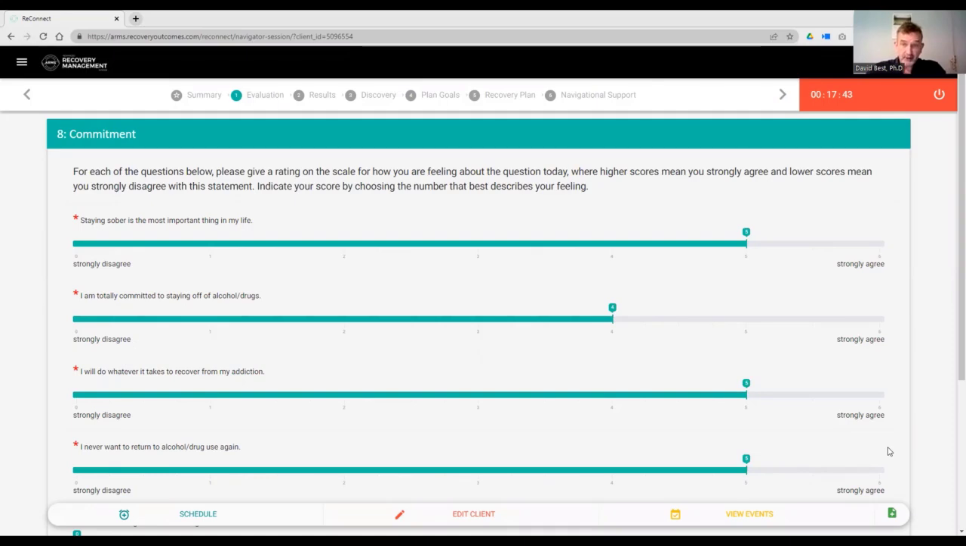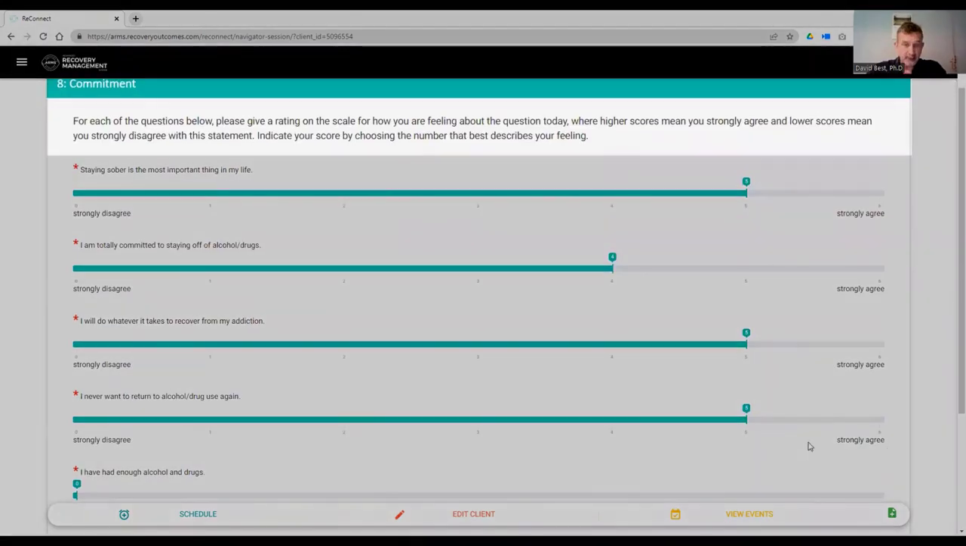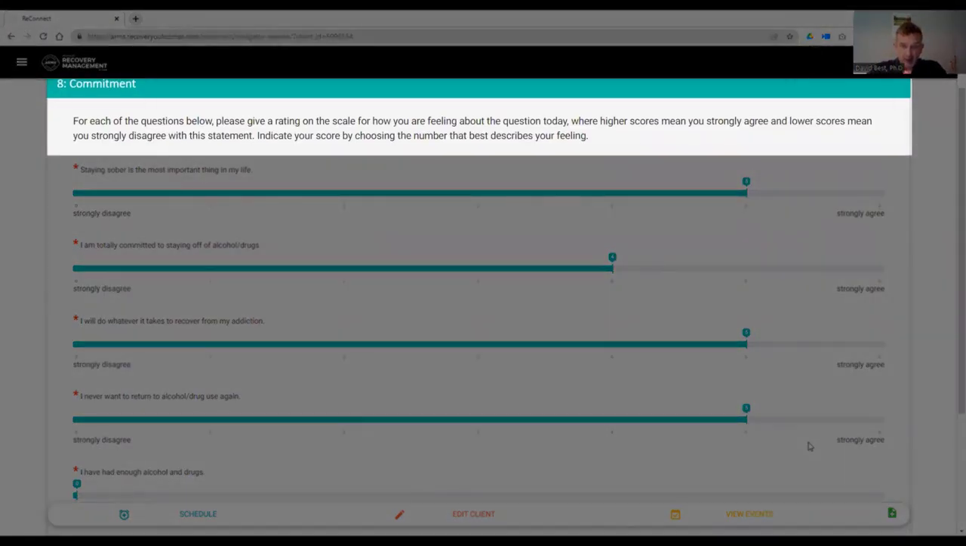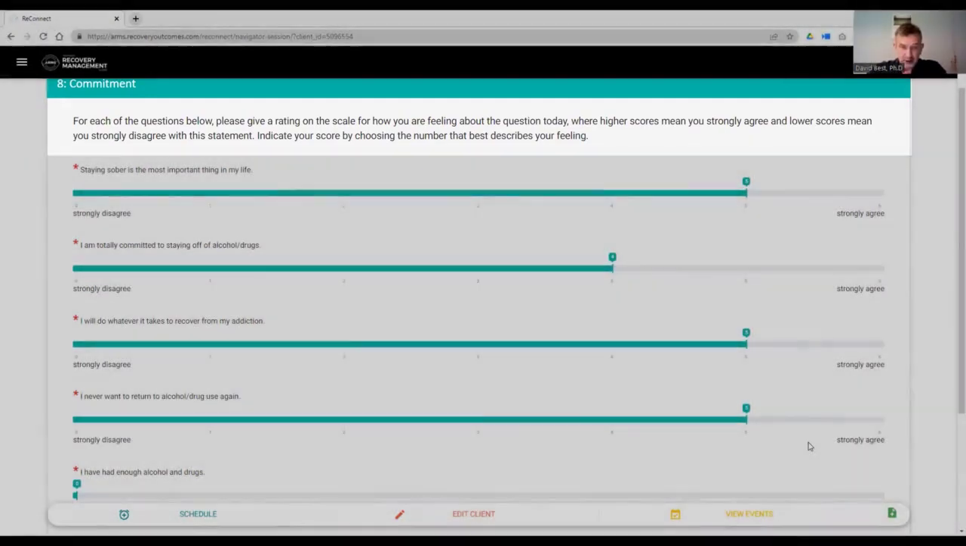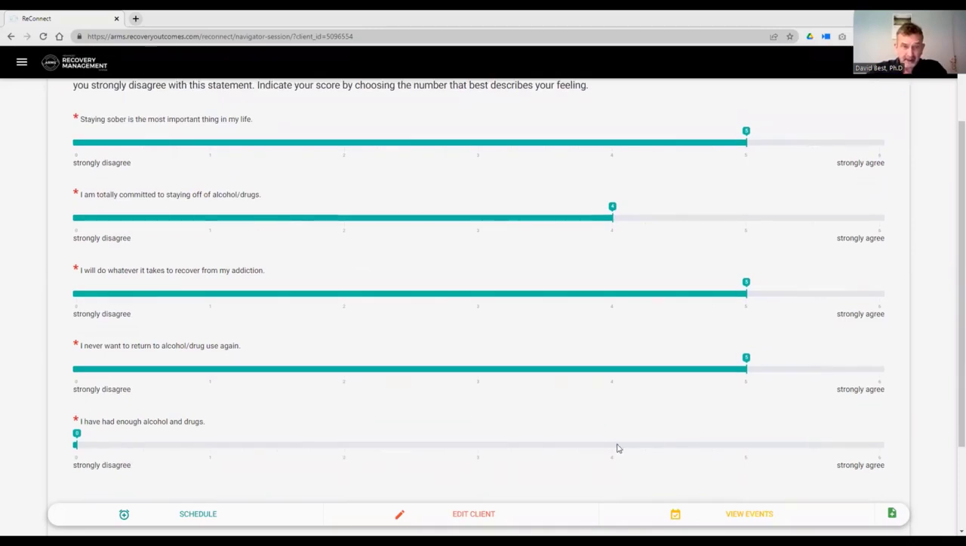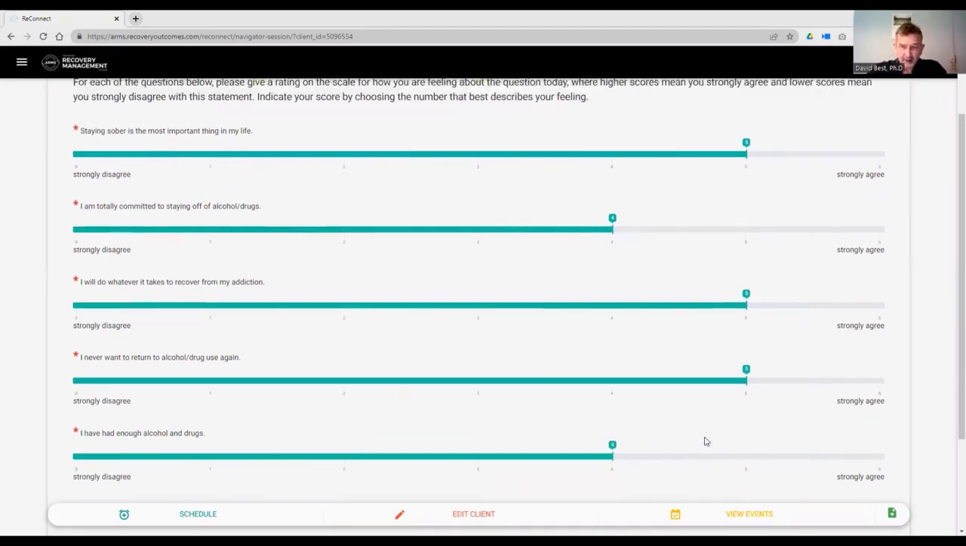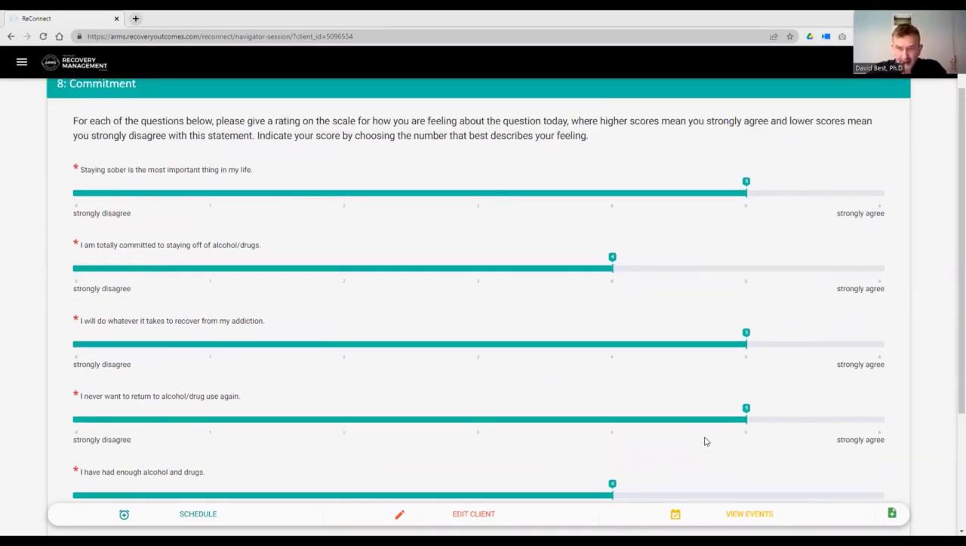The first of those is around commitment to sobriety, and this is a scale that was developed at the Recovery Research Institute in Harvard, and essentially is the closest we have to a measure of motivation. This basically is a 5-item scale. This time we are measuring on a scale of 0 to 6.